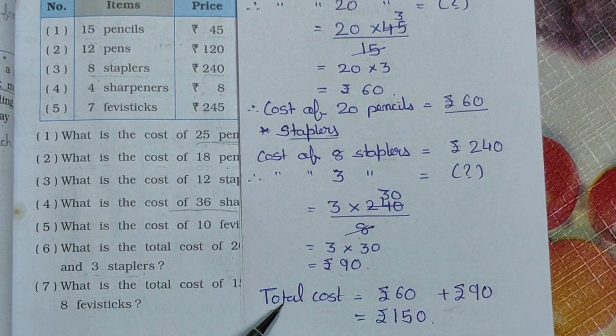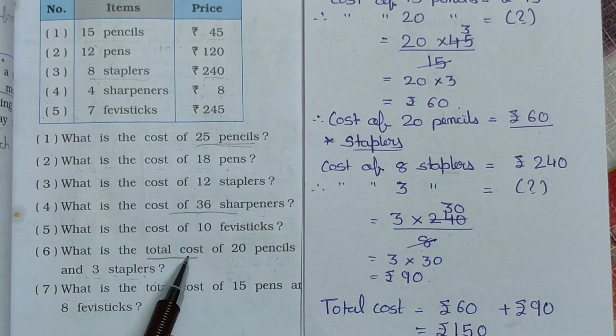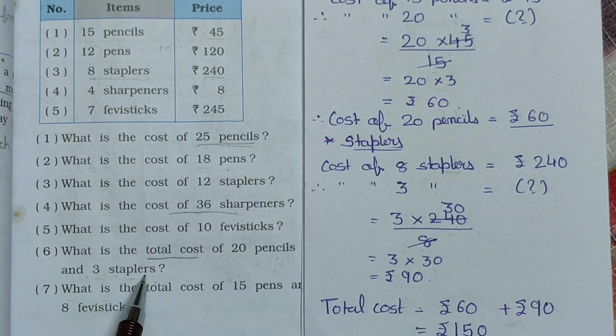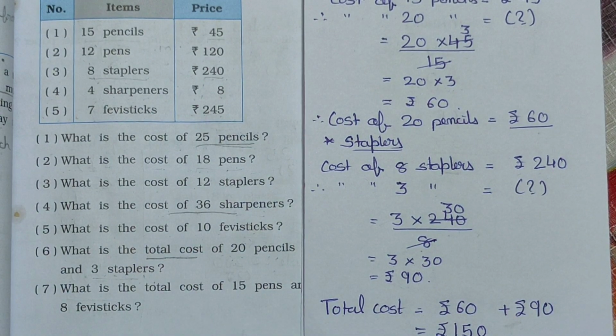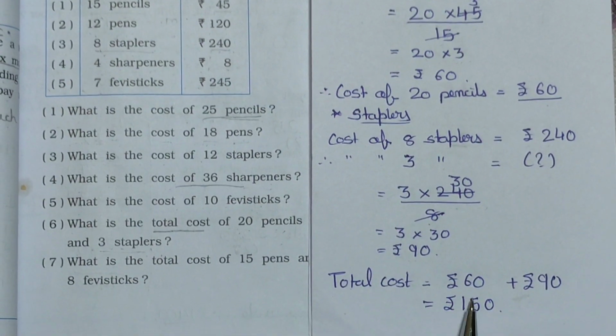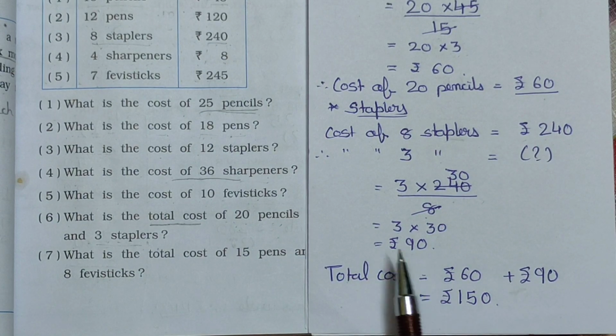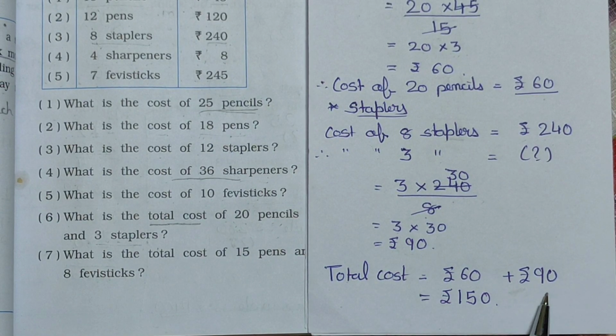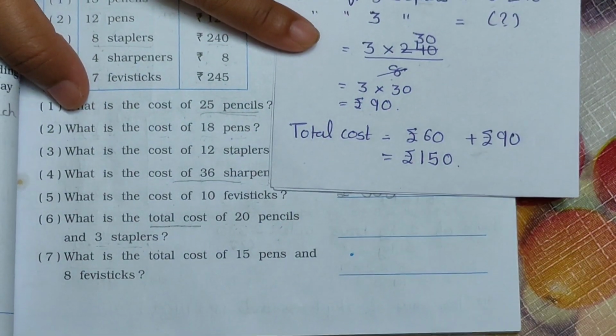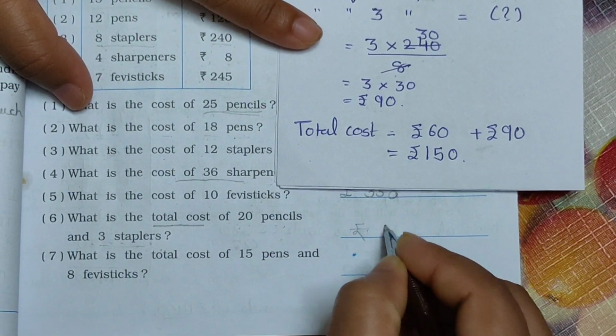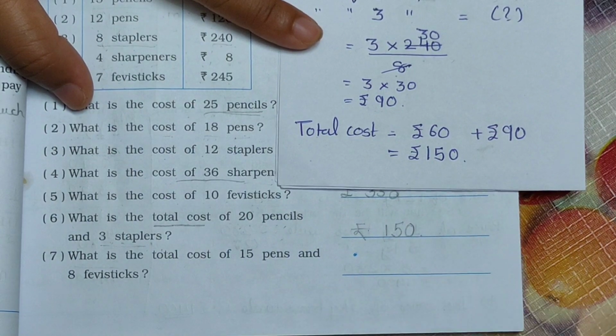Now we have to do the total cost. What they ask is the total cost of 20 pencils and 3 staplers. So write down your total cost and whatever answers we get, you have to do the addition. Cost of 20 pencils is rupees 60 plus cost of 3 staplers is equal to rupees 90. So 60 plus 90, your answer is 150. Write down rupees 150 is your answer. So write down in the answer rupees 150. Now see the seventh one.